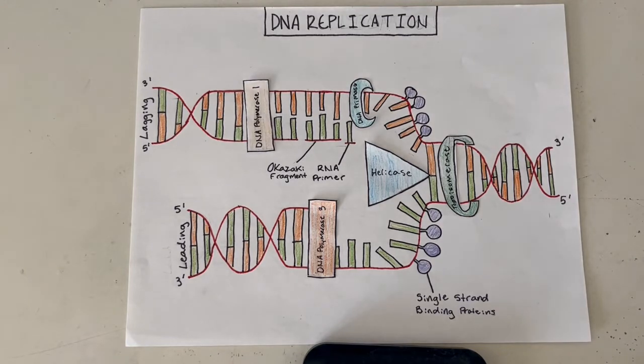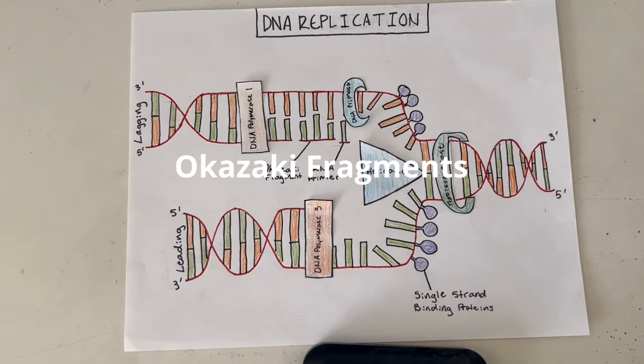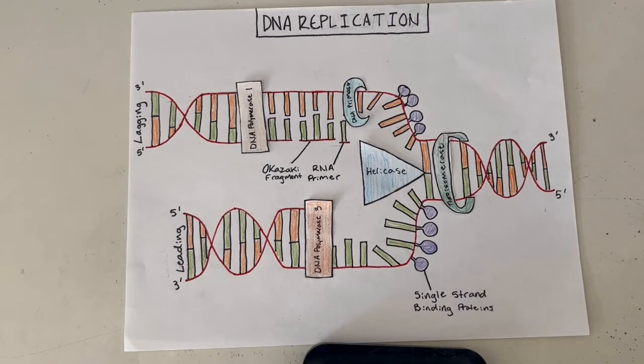The lagging strand begins replication by binding with multiple primers, each of which are only several bases apart. DNA polymerase then adds pieces of DNA called Okazaki fragments to the strand between primers. This process, however, is discontinuous because the newly synthesized fragments are disjointed.